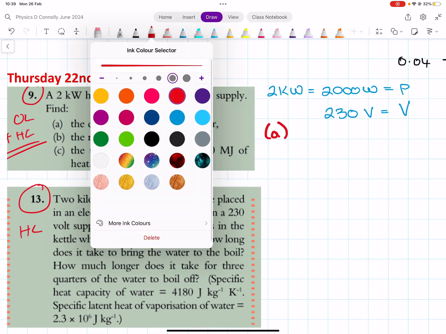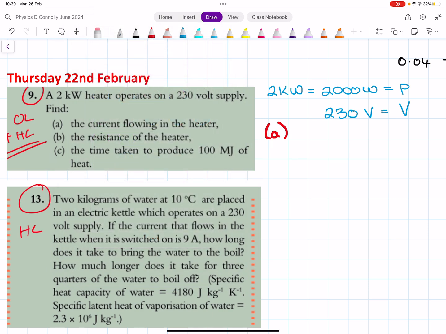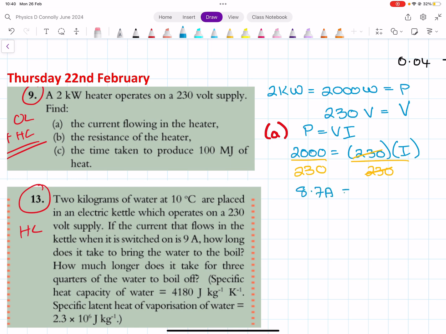So P equals VI, 2000 equals 230 times I, and then divide across by 230. 2000 divided by 230 is 8.7. So that's 8.7 amps for the current.